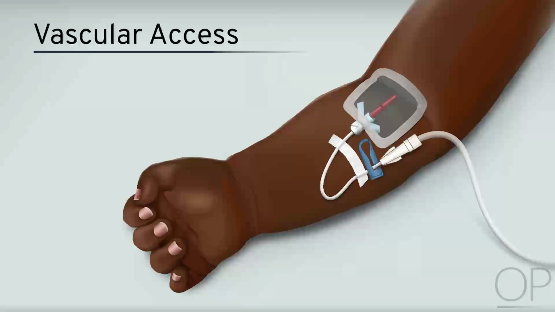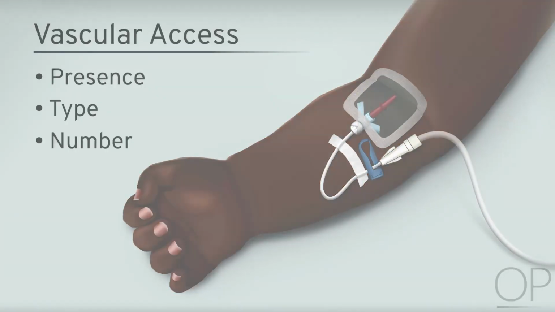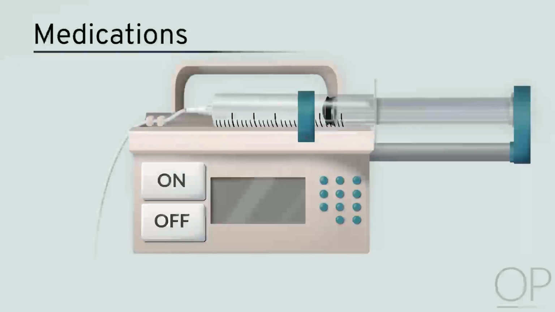Finally, is vascular access present? Note the type and number of access points. Any current or recurrent medications should be documented and assessed for effectiveness. Neonates with severe tetralogy of Fallot and significant hypoxia are often started on a prostaglandin infusion to maintain ductal patency and improve pulmonary blood flow.